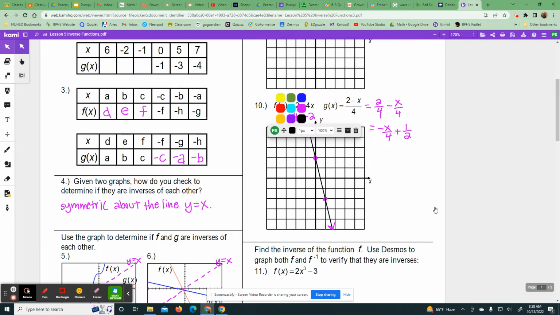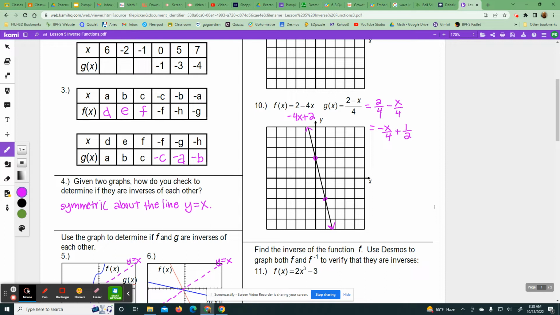Let's see. Oh, there we go. What happened? It's not letting me change the color. Oh, whatever.